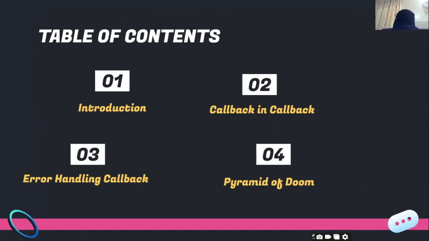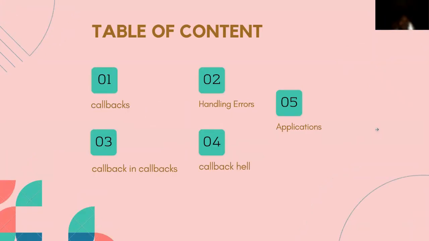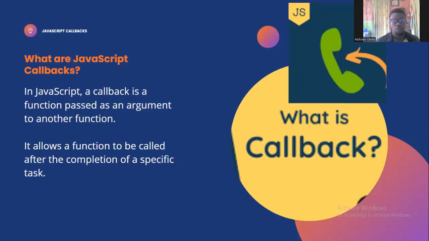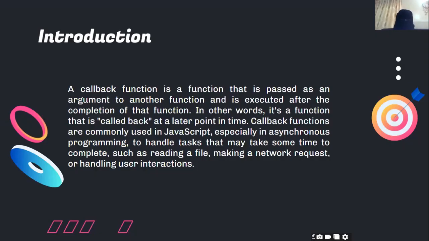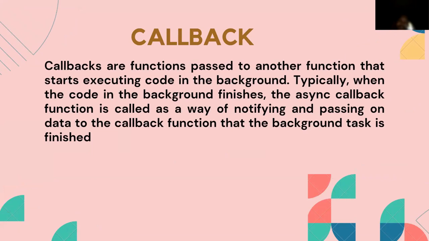So let's get started. This is what I have to discuss today: callbacks, handling errors, callback hell, and some applications of callbacks in JavaScript. So what are callbacks? JavaScript callbacks are functions that are passed as arguments to another function. For example, we have a function, and inside that function, instead of passing a number or any other thing as a parameter, we pass in another function as a parameter. This callback function is going to execute after the original function has executed. Callbacks in simple terms are just functions that are passed into another function.